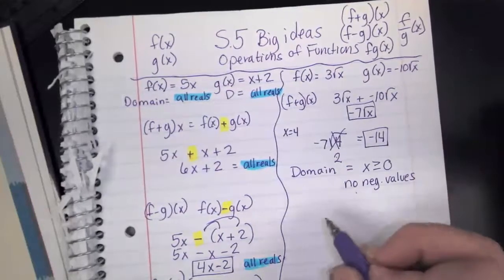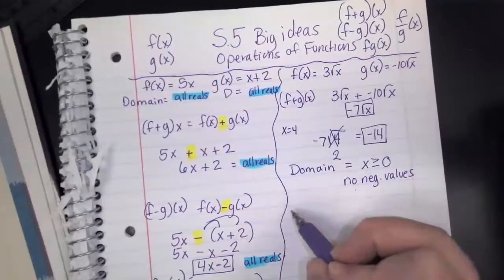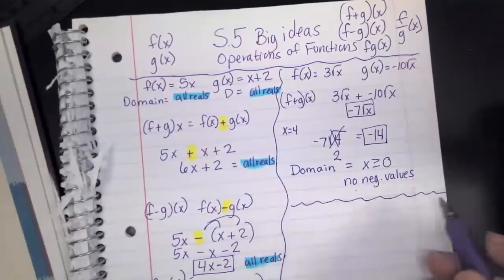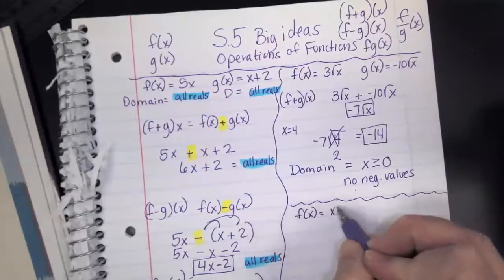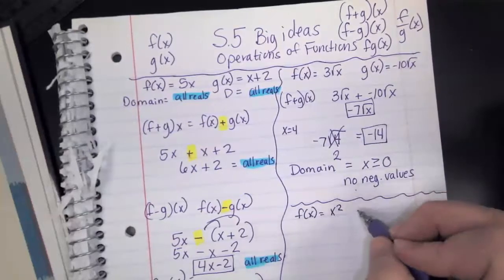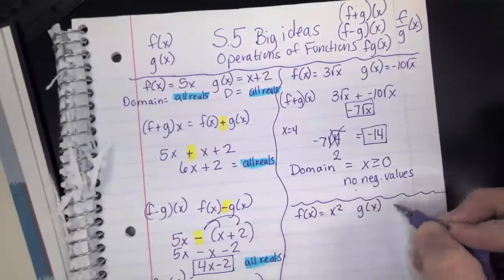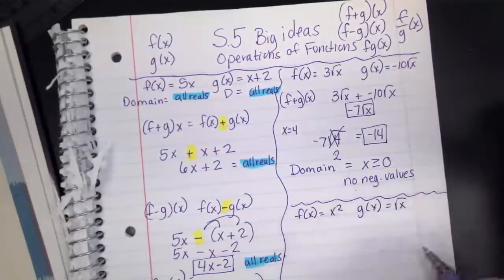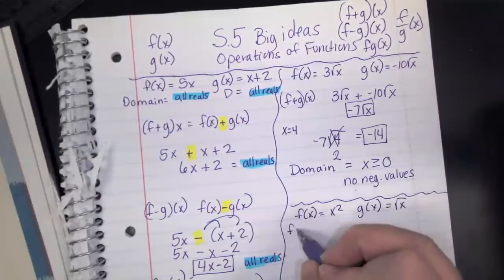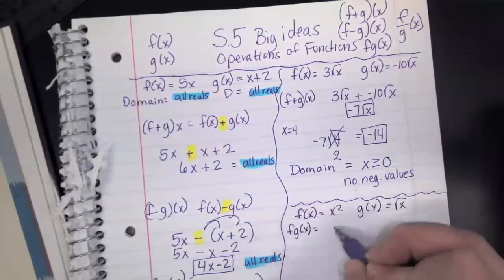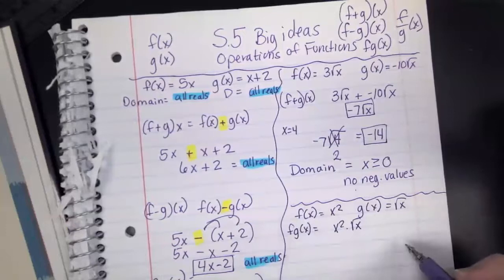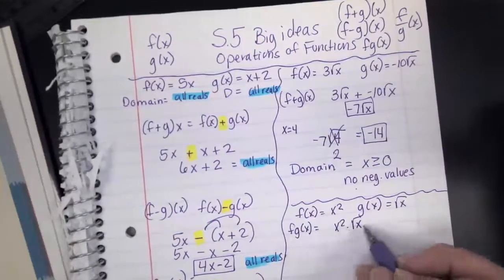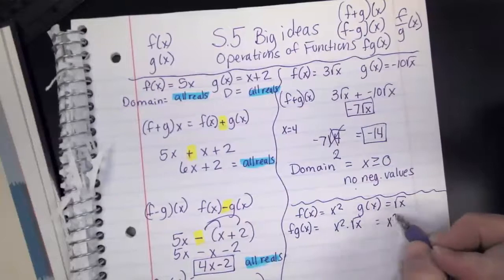All right. So let's try multiplying. F of x is x squared. I'm just skipping around. F of x is x squared. G of x is the square root of x. Find f g of x. So x squared times the square root of x. Now, you might say, well, I can't do that. That's just x squared, square root of x.